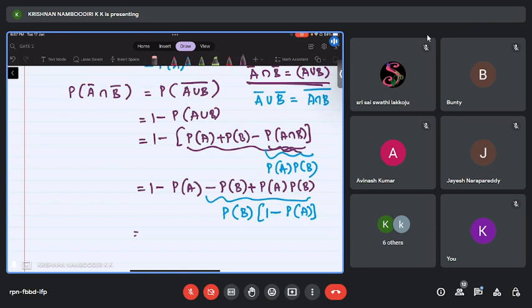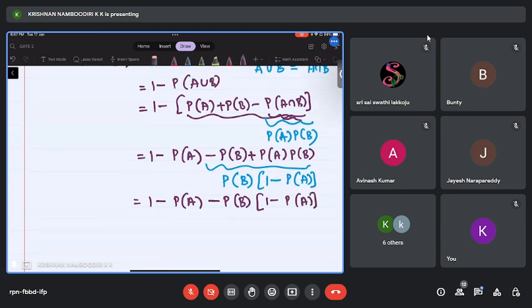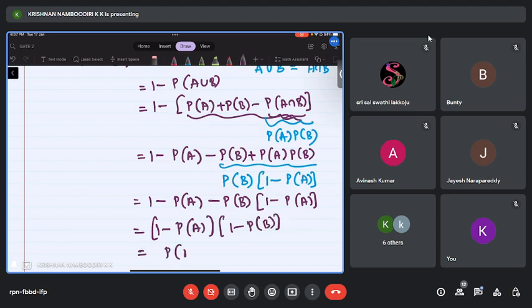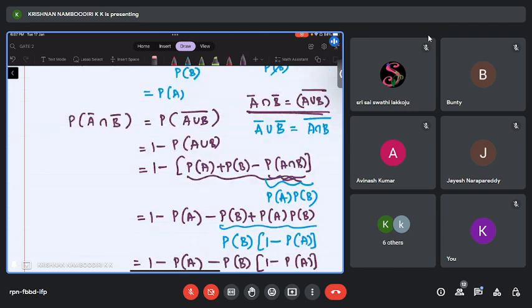So this is nothing but 1 minus P of A minus P of B into 1 minus P of A, right? So this is only this part, which can be written as 1 minus P of A, I can take outside, into 1 minus P of B, which is equal to P of A complement into P of B complement. So what does this imply? When A and B are independent, A complement and B complement are independent.